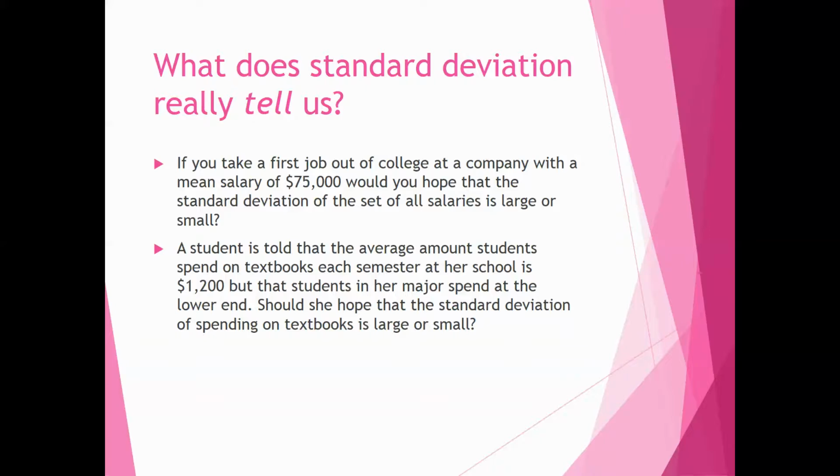deviation is small. On the other hand, a student is told that the average amount spent on textbooks at her school is $1,200, but that students in her major spend at the lower end. Should she hope that the standard deviation of spending on textbooks is large or small? Well, if she's going to be at the low end because of her major, she wants that low end to be as far from 1,200 as possible. So now she should hope that the standard deviation is large.